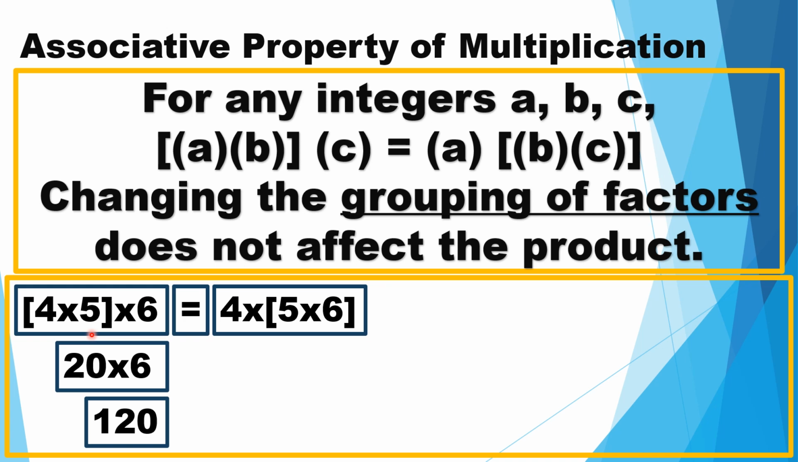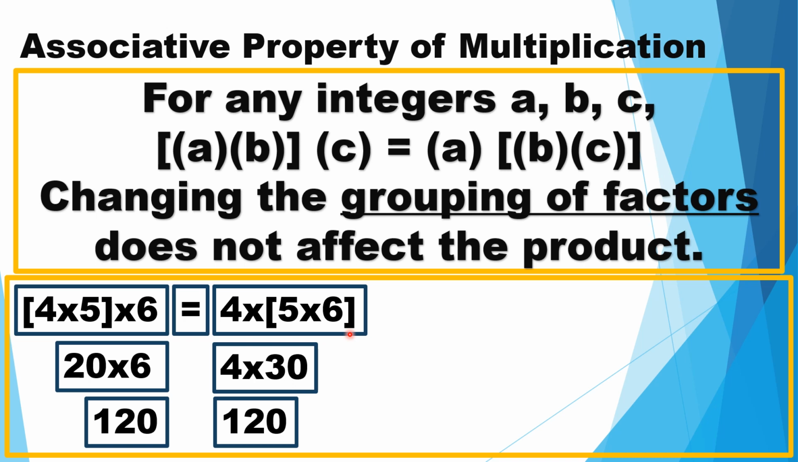Next, sa right side, yung nakagroup, 5 times 6. 5 times 6 is equal to 30. 4 times 30 is equal to 120. 20 times 6 is equal to 4 times 30. 120 is equal to 120.